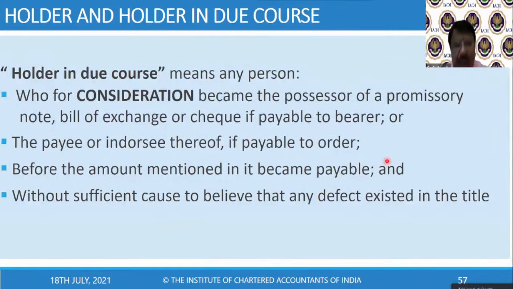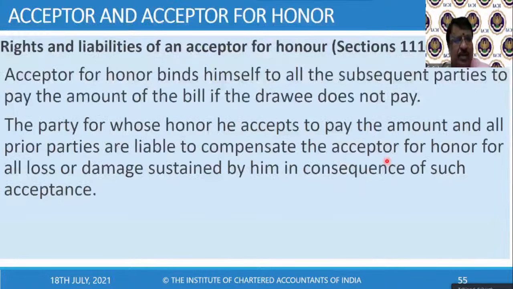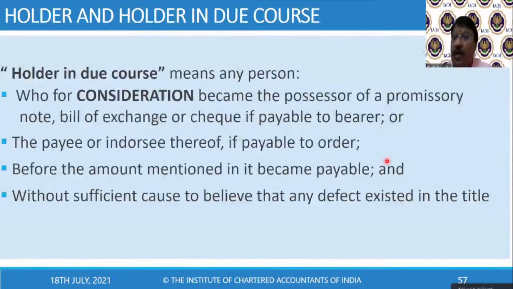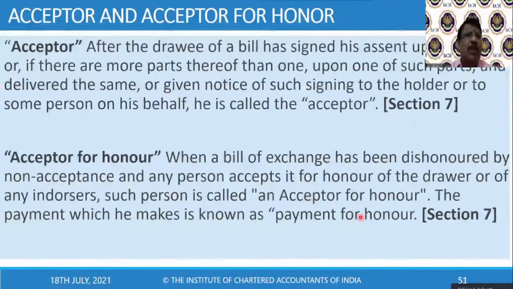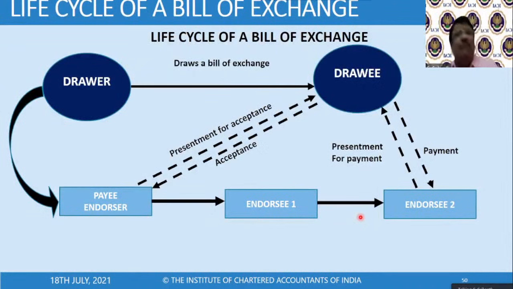There's no need to get confused, sir. I will tell you. Holder is any person who is holding the instrument. His name is mentioned as a payee or as an endorsee. Now, he need not be a holder in due course. What is the distinguishing point of a holder in due course? Two things. He is not only an endorsee or a payee, he has obtained it for consideration. He has given some genuine consideration, and he is not aware of any defect in the title. So 95% of the time, holder and holder in due course will be the same.